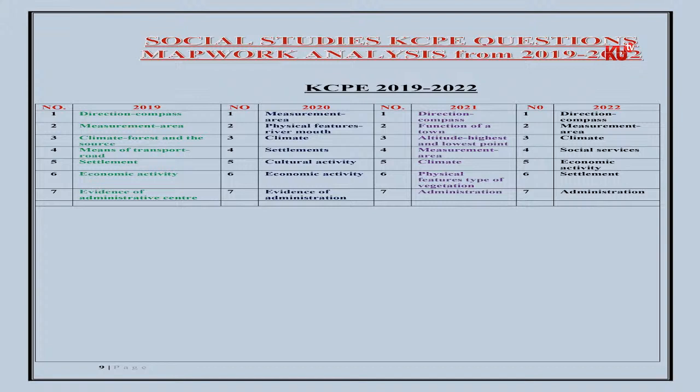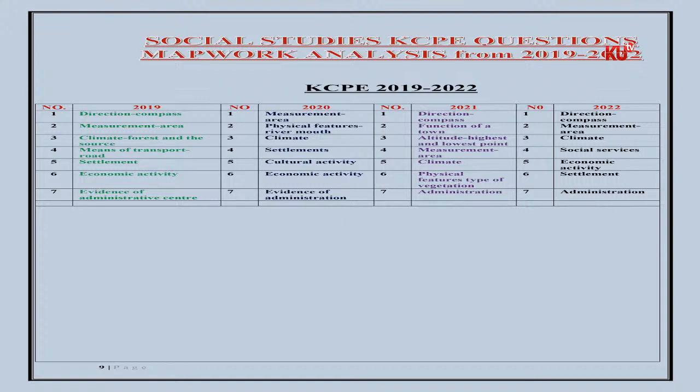2020, you can see measurement, physical features, the river source, climate, settlement, cultural activity, economic activity, evidence. 2021, you can also see direction, function of a town, altitude, highest and lowest point. We have already covered those. Measurement, climate, physical features, type of vegetation, administration is also there. 2022, we have also direction, measurement, climate, social services, economic activity, settlement, and administration.